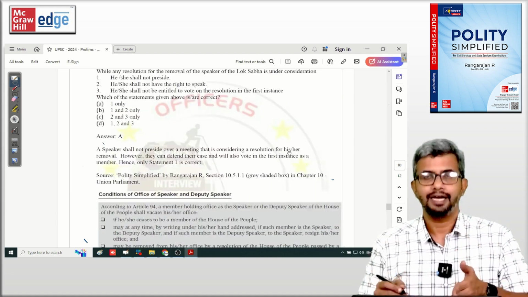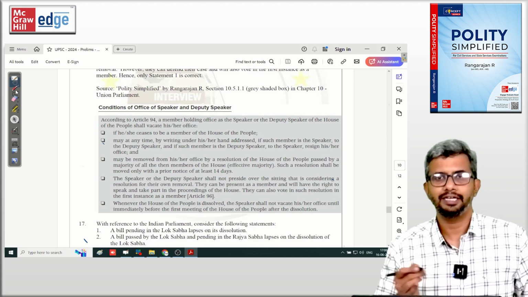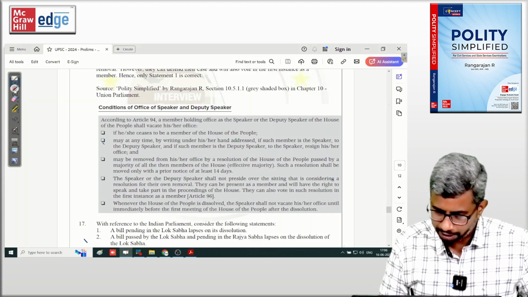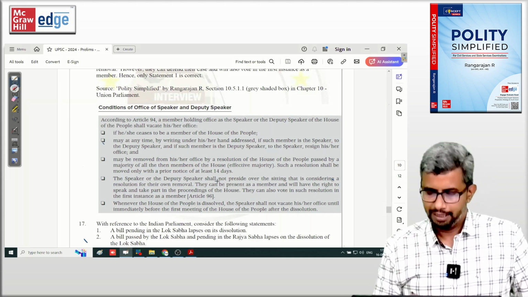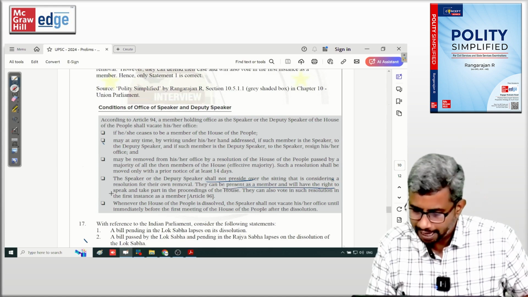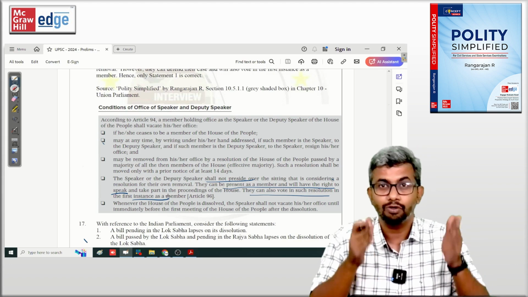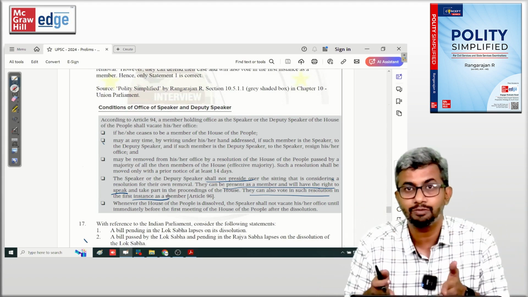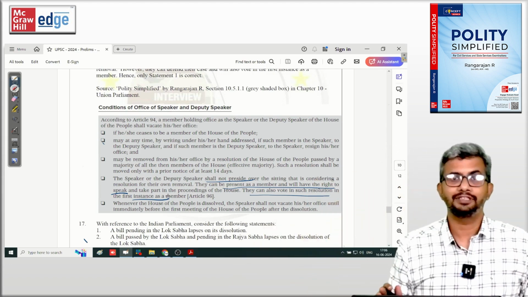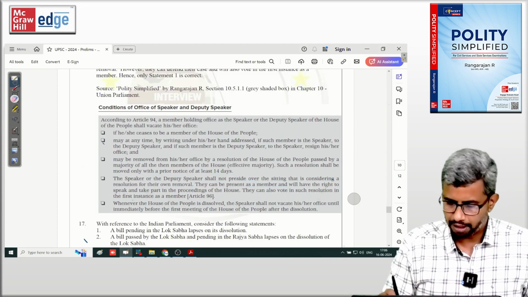And again, guys, grey shaded area in my book Polity Simplified in chapter 10. Speaker or deputy speaker shall not preside. They can be present as a member and will have the right to speak. They can vote in the first instance as a member. This is in a grey shaded box. So yesterday if you had revised it once, today you will not miss this answer, right? So that is the speaker related question.